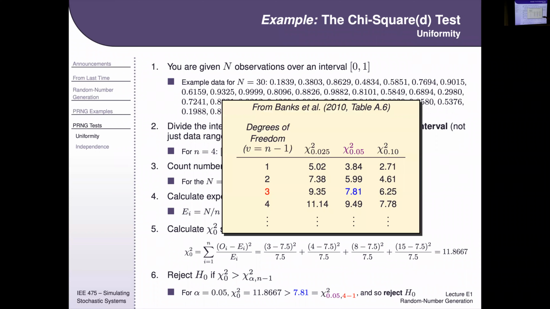I look up in my table and I say, I had 4 intervals, so I look in the third row of the table, and I want 0.05 as my level of significance. My critical value is 7.81. Because this is bigger than that, then I'm saying this is way too different from what I'd expect under the null. So this is a bad random number generator. It violates uniformity. And so that's my conclusion. So I reject the hypothesis. All right, so that's an example of that one.